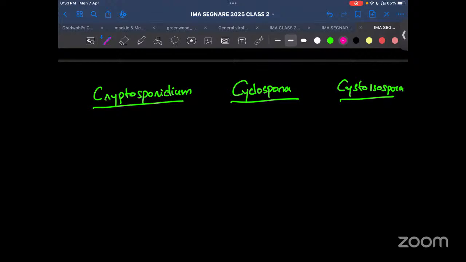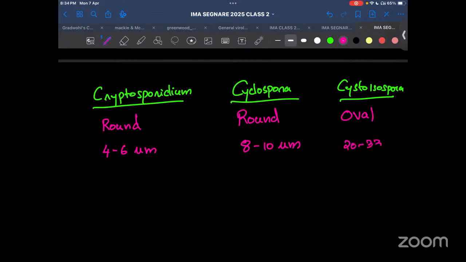Now how do we differentiate between these? Cryptosporidium and Cyclospora are round, but Cystoisospora is actually oval. Now, which is the smallest one? The smallest one is Cryptosporidium. It is only 4 to 6 micrometers. The second largest one is Cyclospora, 8 to 10 micrometers, and Cystoisospora is 20 to 33 micrometers.